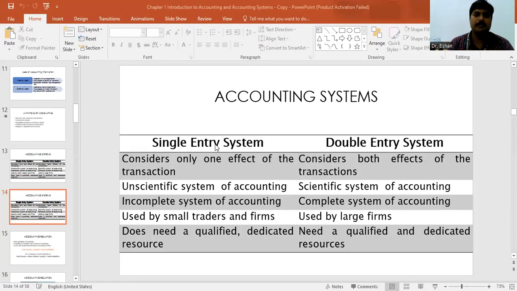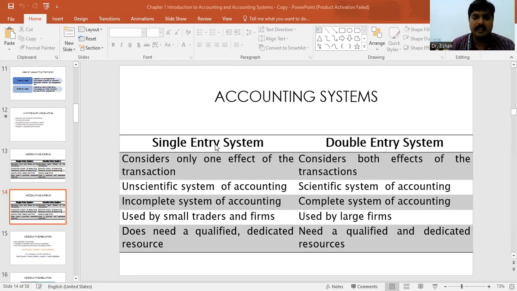Dear students, today we will discuss the major concept of the accounting system. There are two types of accounting system. One is the single entry system, another one is the double entry system. The single entry system always considers only one effect of the transactions.